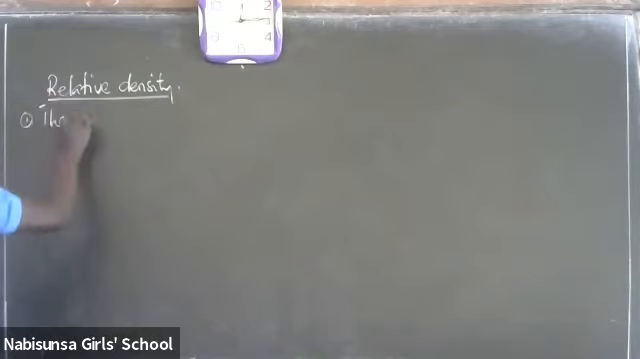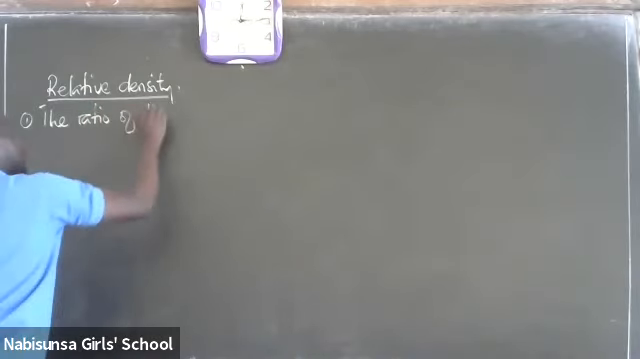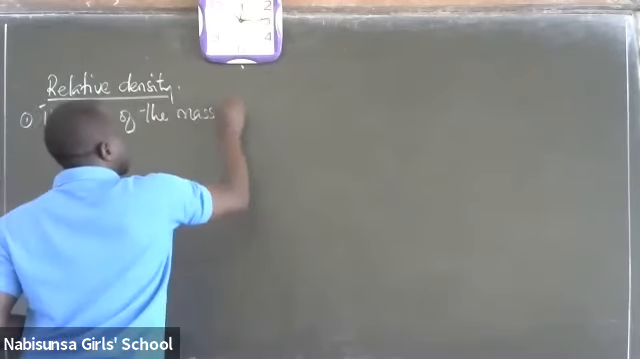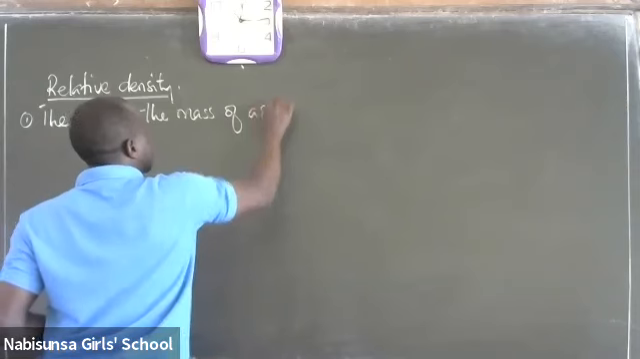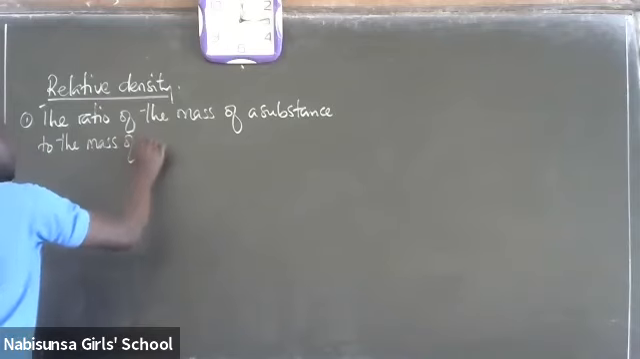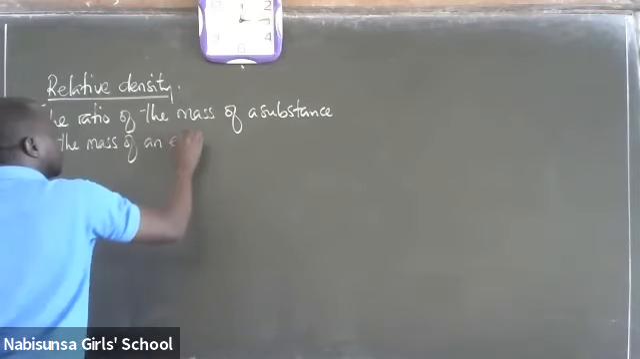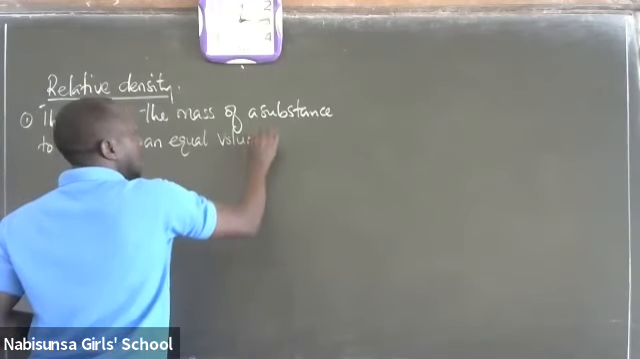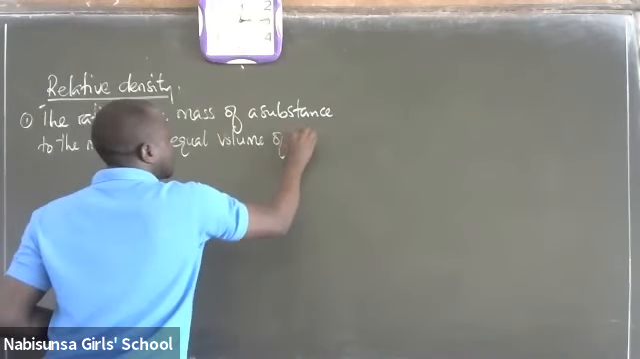The ratio of the mass of a substance to the mass of an equal volume of water.